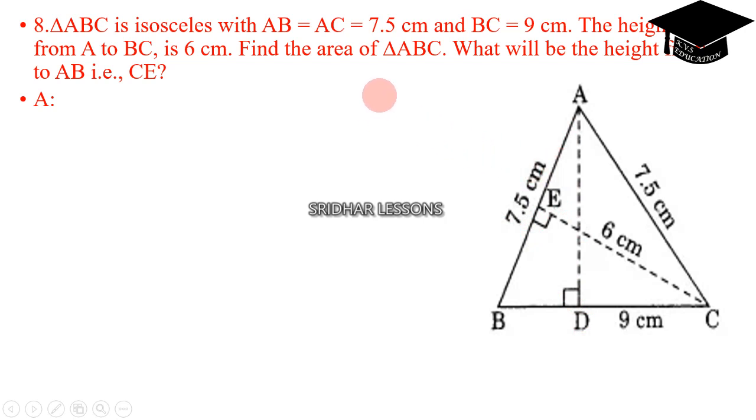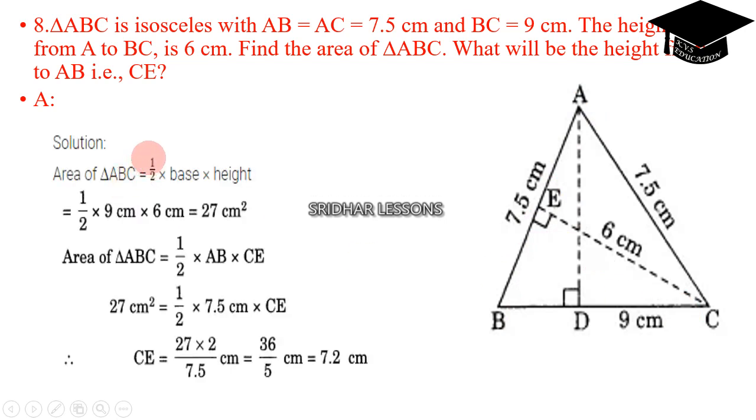So we have to find the area of triangle ABC. What will be the height from C to AB? Area of the triangle is equal to, we know the formula, 1 by 2 into base into height. That is 1 by 2 into, what is the base here? 9 centimeters clearly. And what is the height here? 6 centimeters clearly. Therefore, upon cancellation, this is equal to 27 centimeters square.